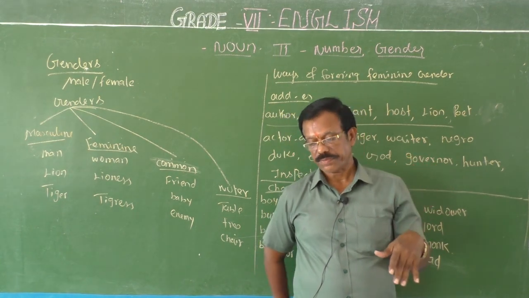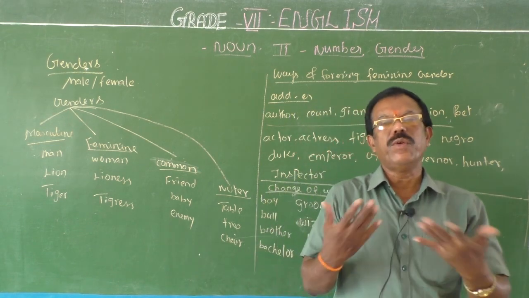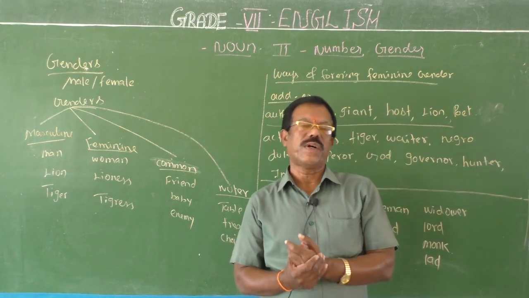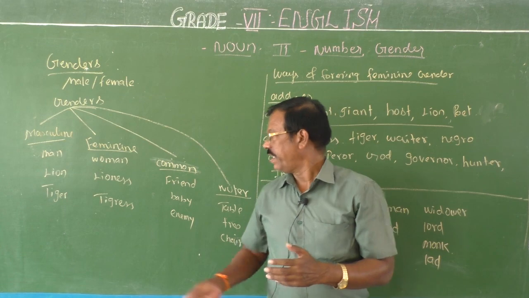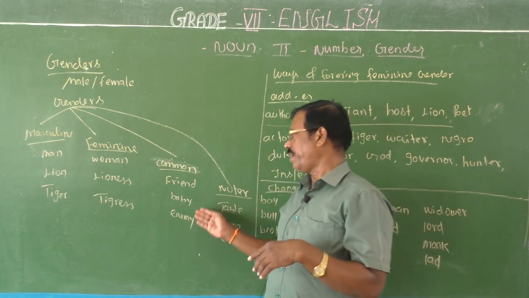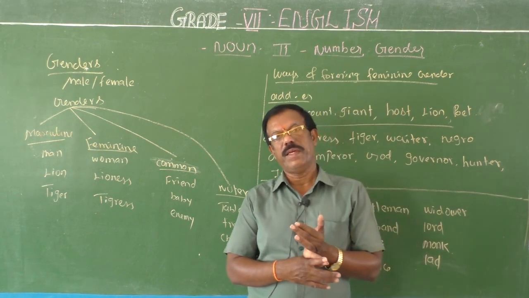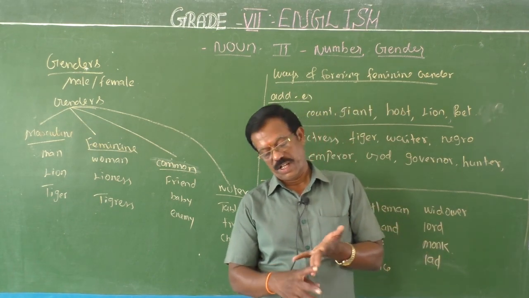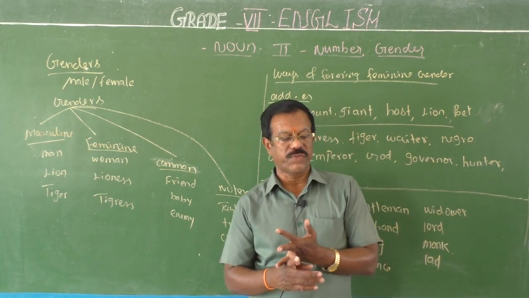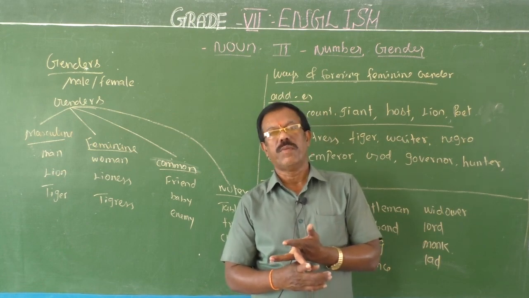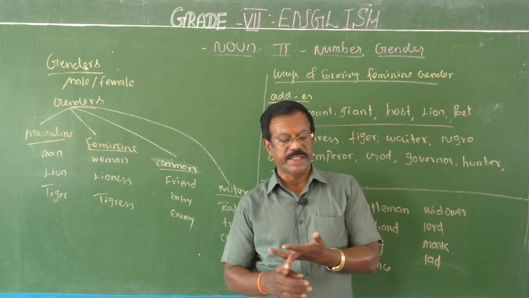Okay, fine. And let me give you some more examples for common gender. Here I have given you some examples: friend, baby and enemy. I would like to give you some more examples. Child, maybe a male child or female child. Friend, maybe boyfriend or girlfriend. Cook, boy or girl or man or woman.